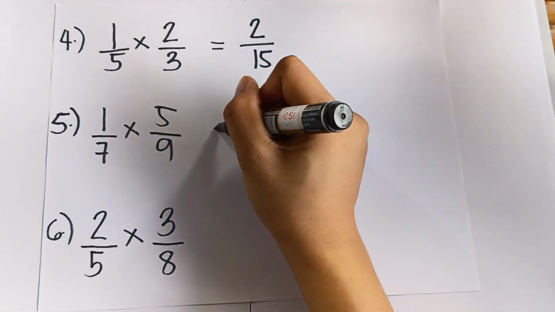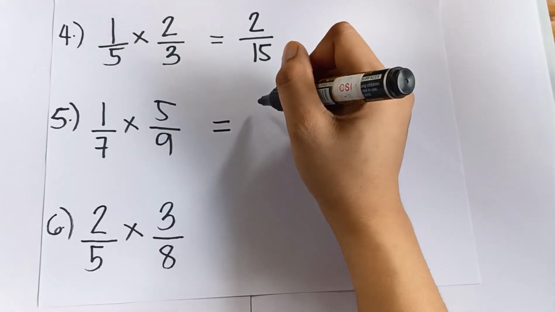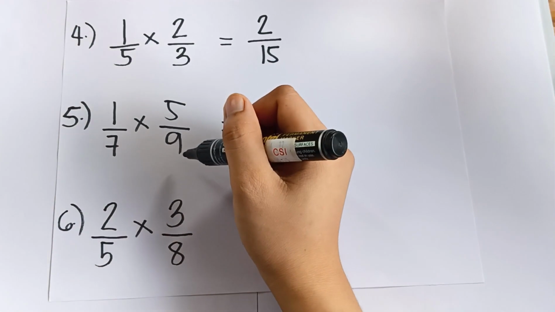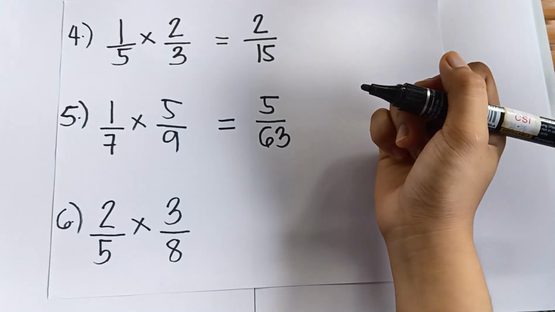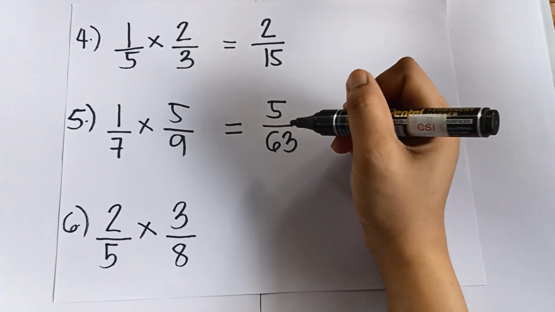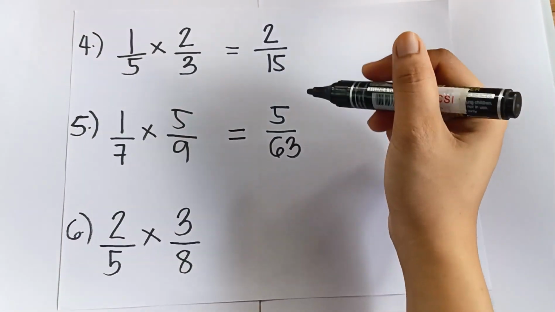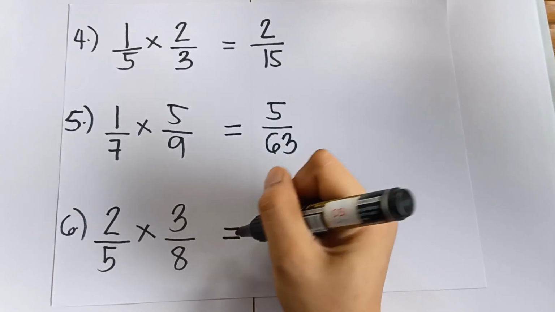Next, number 5. So 1 over 7 times 5 over 9. So 1 times 5 is equal to 5, multiplied by 7 times 9, which is equal to 63. So 1 over 7 times 5 over 9 is equal to 5 over 63. This is also the simplest form of this fraction because we cannot simplify it further.